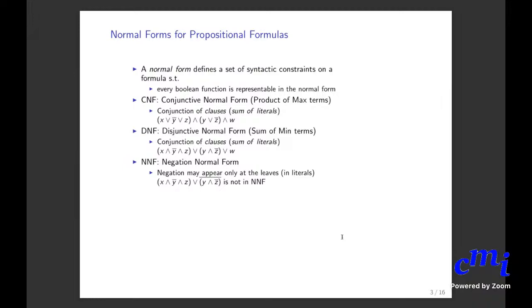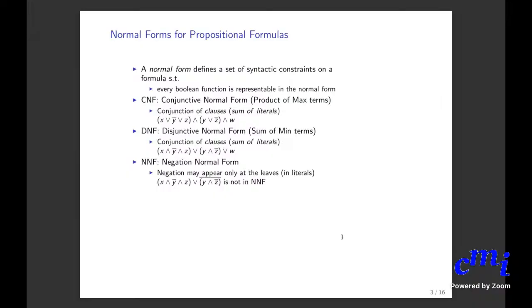What is a normal form? A normal form defines a set of syntactic constraints on the syntax of the formula, such that every Boolean function is representable in the normal form. A normal form defines a set of syntactic constraints in the way that you can construct your formula.